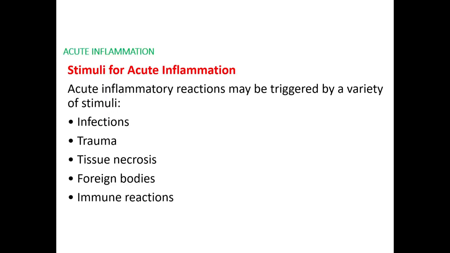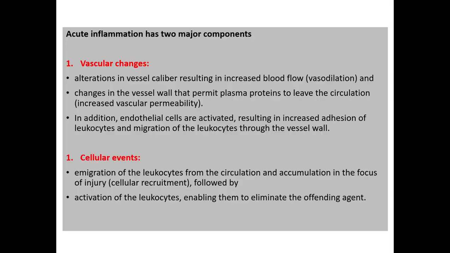What are the stimuli of acute inflammation? The stimuli of acute inflammation are many, like infection, trauma, tissue necrosis, foreign bodies, immune reactions. Acute inflammation has two major components, the vascular change and the cellular events.